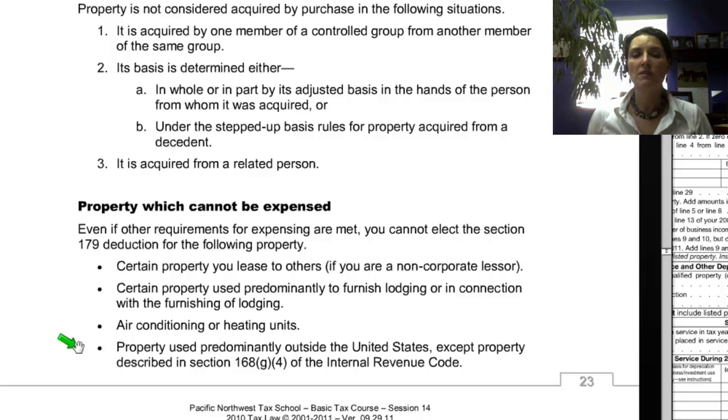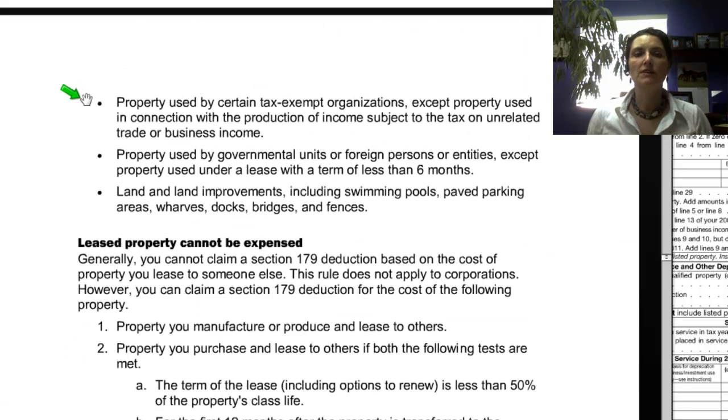Property used predominantly outside of the United States, except property described in Section 168(g)(4) of the Internal Revenue Code. Property used by certain tax-exempt organizations, except property used in connection with the production of income subject to tax on unrelated trade or business income. Property used by governmental units or foreign persons or entities, except property used under a lease with a term of less than 6 months. And land improvements, including swimming pools, paved parking areas, wharves, docks, bridges, and fences.